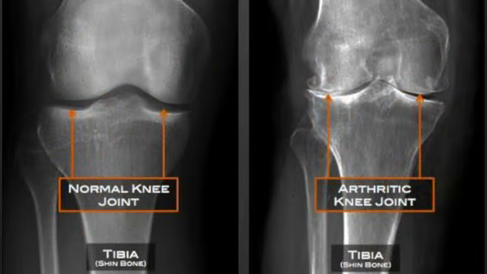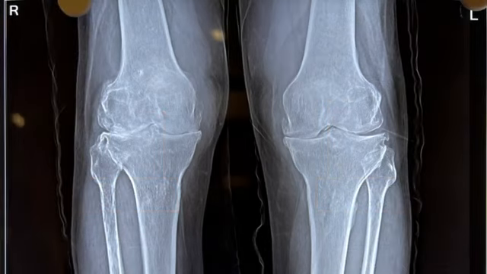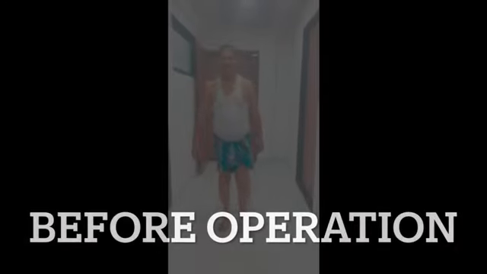Here is the X-ray of the normal knee joint on the left side and the arthritic knee joint on the right side. You can see how the arthritic knee looks, with obliteration of the joint space more on the medial aspect than the lateral aspect. Here are the X-rays of our case with arthritis of both knee joints, more on the right than the left. On the right side, there is total obliteration of the joint space with bone touching each other along with osteophyte formation. So we have advised knee replacement surgery of the right knee.